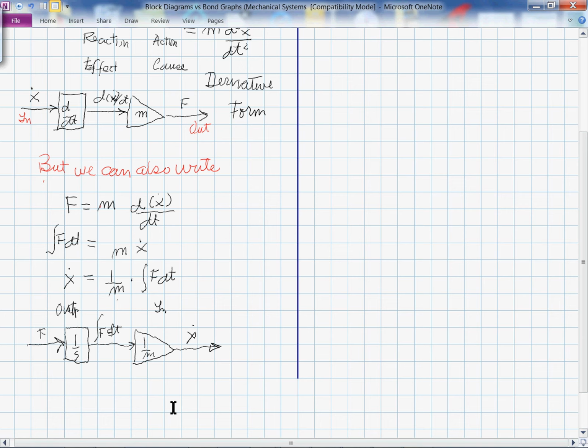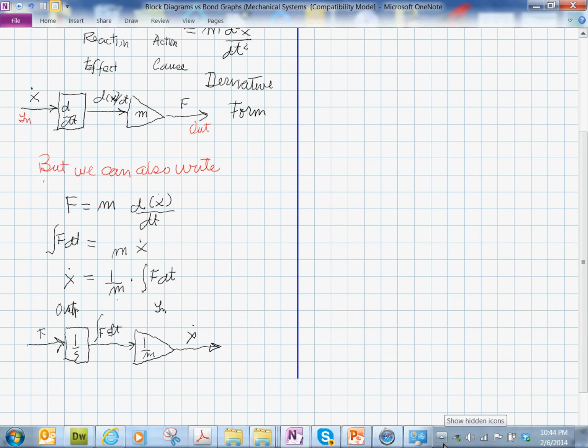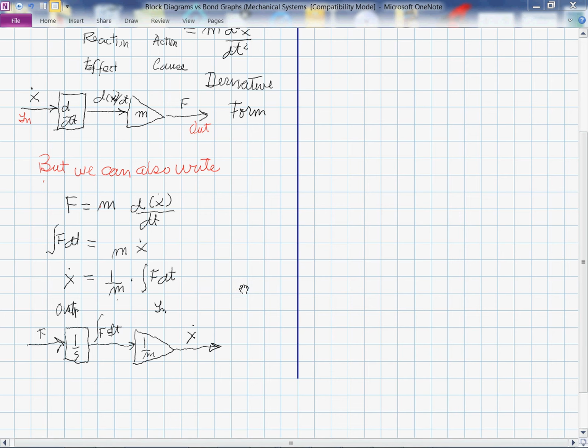So we need to see that to be able to compare with the bond graph models. So we have the derivative form up here, and on the bottom we have the integral form. Let's write it down so that we can have a nice reference here. We have here, this is going to be my integral form.